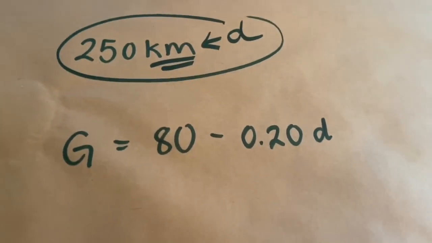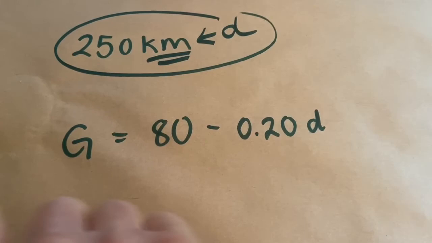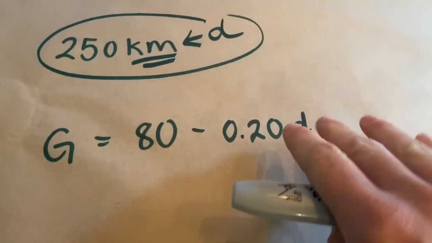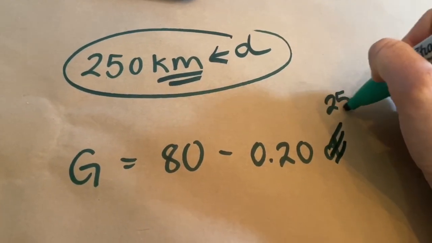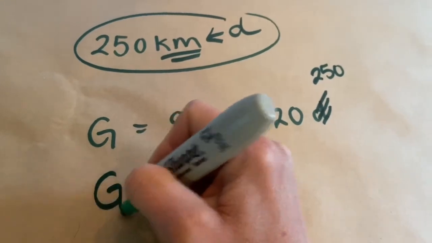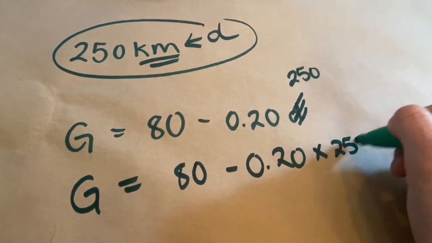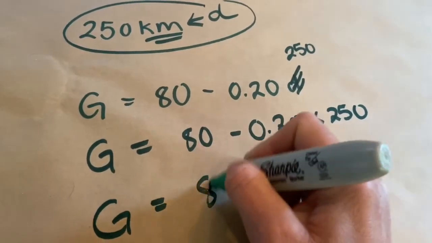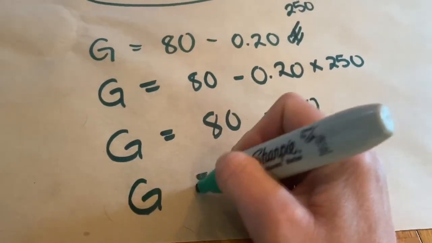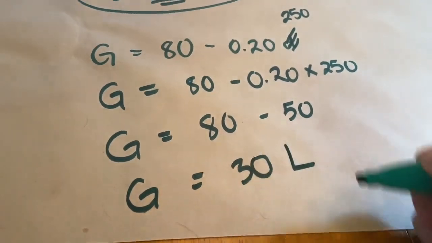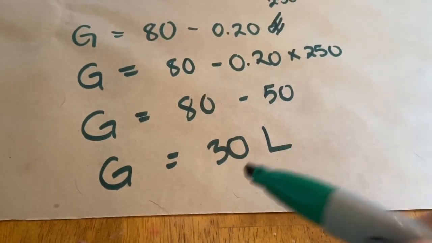So what I'm going to do is take the equation, and don't forget, we're talking about the SUV, so you need to use the SUV equation. You write down that equation, it never changes. All you do is cross off the D here, and since I know the D is 250, I put it in the equation, and then I have 80 minus 0.20 times 250, and that would be 80 minus, I'm doing mental math, 50, and that means my gas would be equal to 30 liters. So if you drive 250 kilometers, you'll only have 30 liters left in the tank.